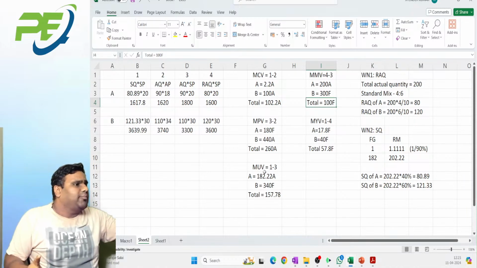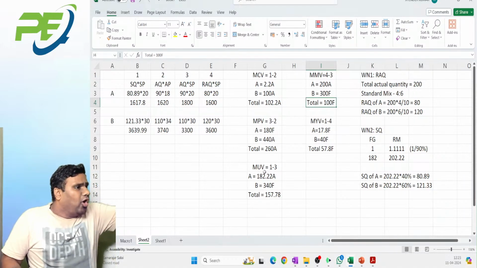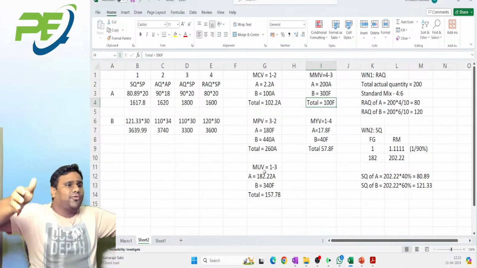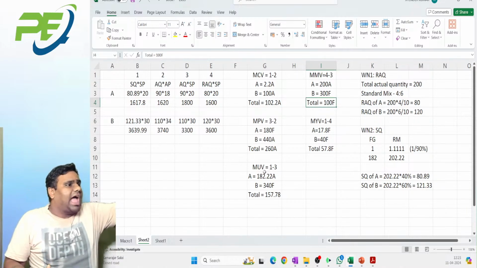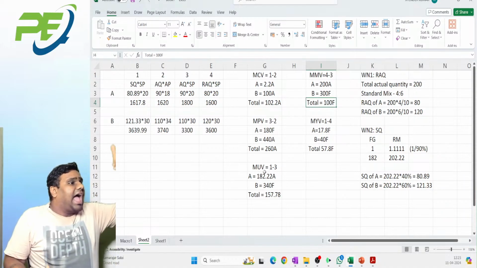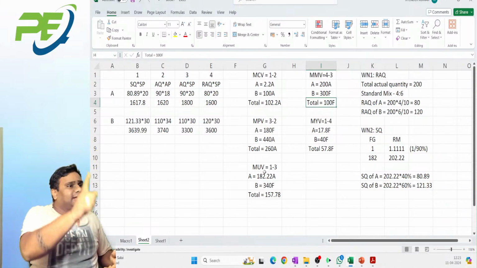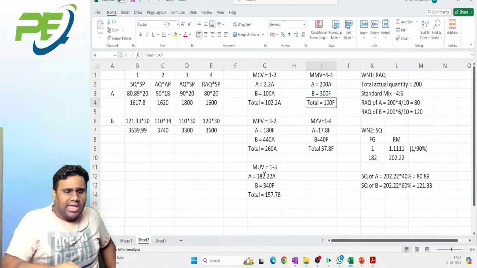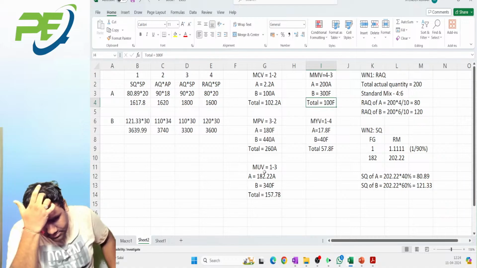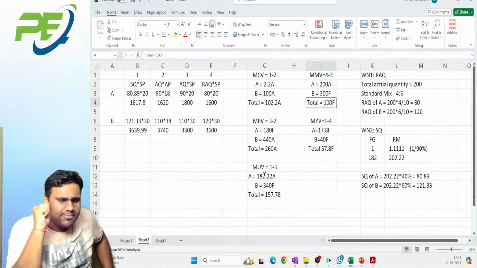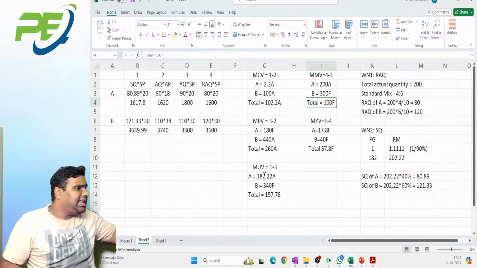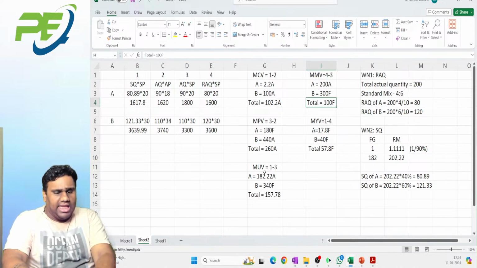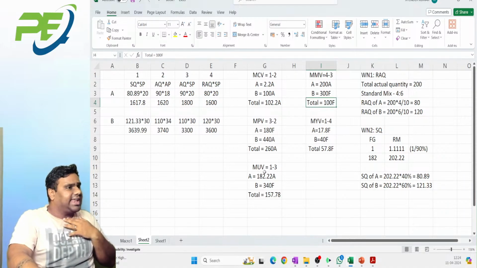Now third and fourth column, is quantity same or different? Same, both are 200. But the third column is actual quantity in actual mix, and the fourth column is actual quantity in standard mix. So the difference is the mix. A and B, which is costly? B is costly. Everyone, do you agree?